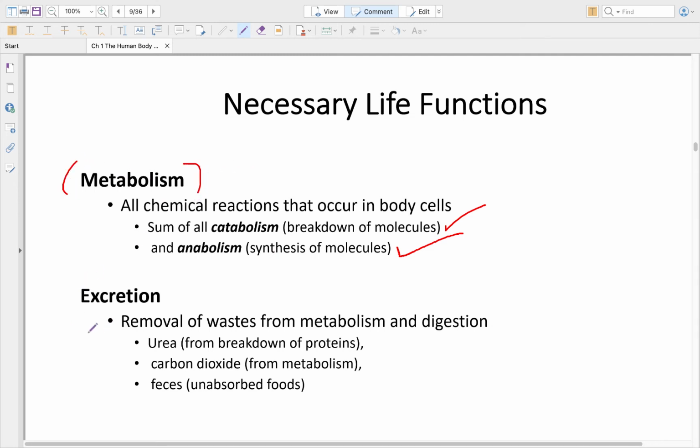Okay, excretion, straightforward. We have to be able to remove metabolic and digestive wastes. So things like urea, we excrete through our urinary system. Carbon dioxide, we get out of our system via our respiratory system. Okay, so we need that. That's a waste product, and we need it out, right? And then, of course, we have our feces, which is all waste products that are removed from unabsorbed foods.